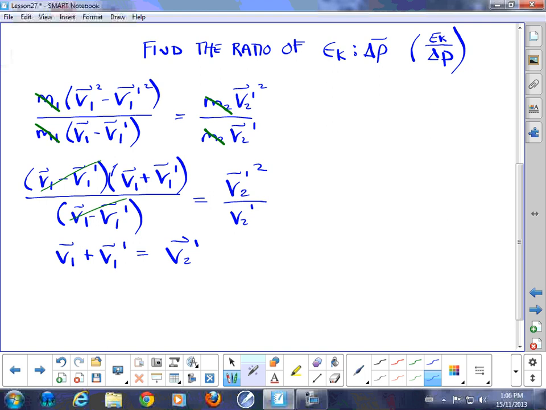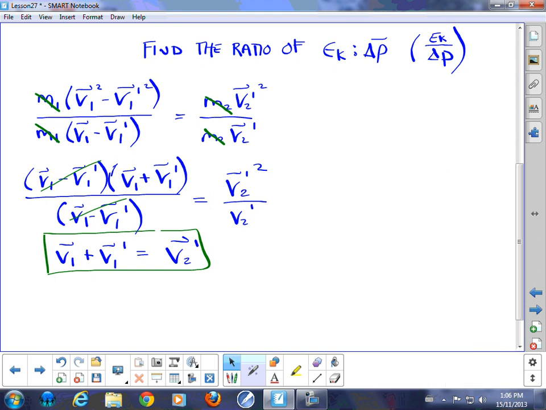And there we are. So that tells us that in an elastic situation, v2 prime, the final velocity of the second object, is equal to the velocity of the first object plus the final velocity of that first object. So what we can now do with that, we can take that information back, and I'm going to work sideways here. You can continue filling out your page.